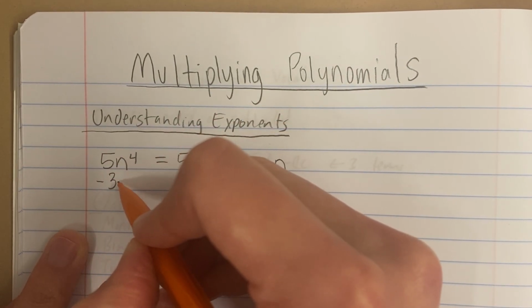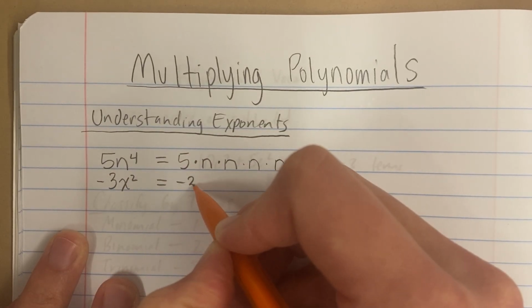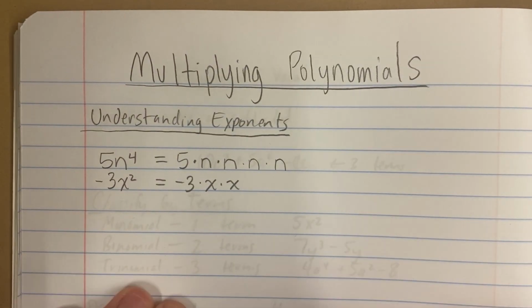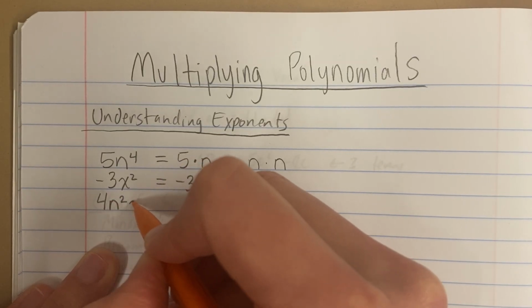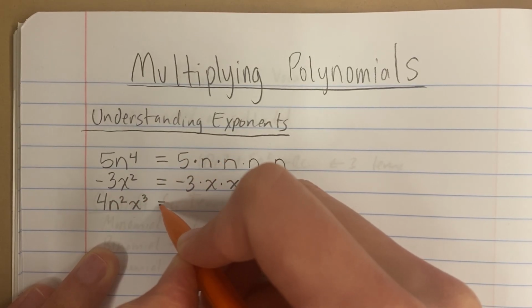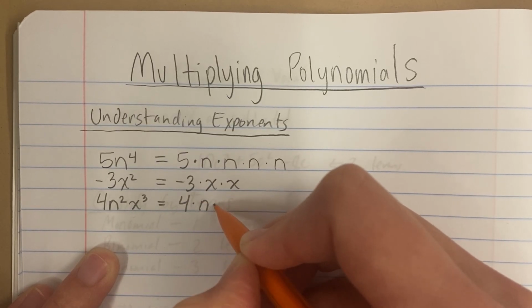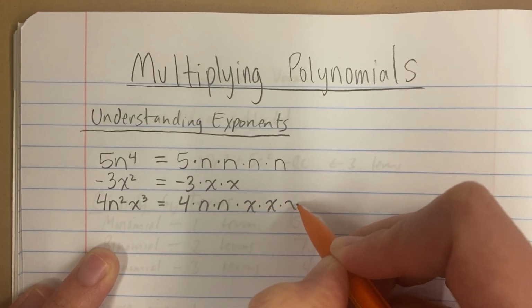If I have something like this, that means negative 3 times x times x. Sometimes we get stuff like this. What does that mean? That means 4 times, there's a 2 on the end, so n is being multiplied twice, and x is being multiplied 3 times.